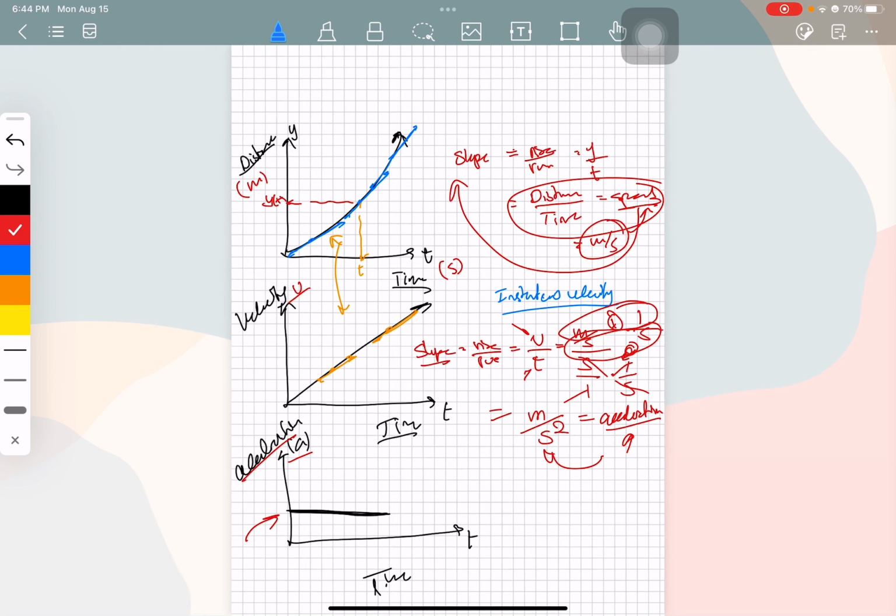I hope this was helpful. This is an overview of the slope and its uses in physics. So we're combining calculus and physics in this video.